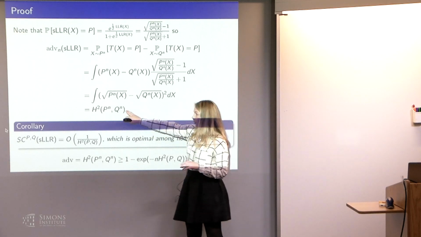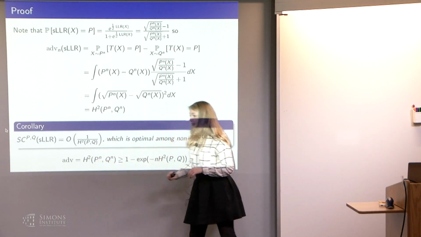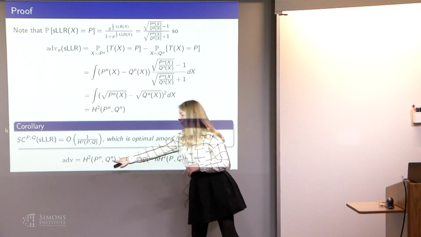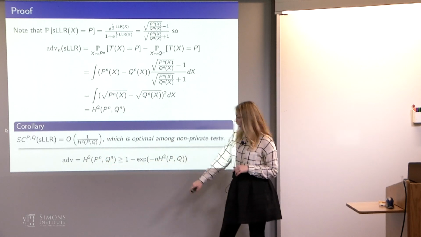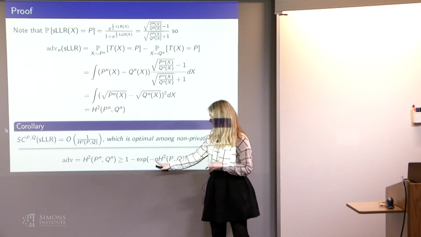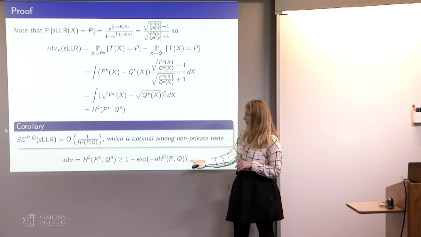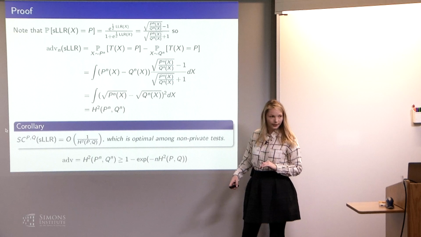If you're interested in how you go from here to sample complexity, the Hellinger distance has this nice property that you can write the Hellinger distance of two products in terms of the Hellinger distance of just P and Q. So we can see from this formula that if I set n to be some constant over the Hellinger distance squared, I can push this thing as close to 1 as I like.